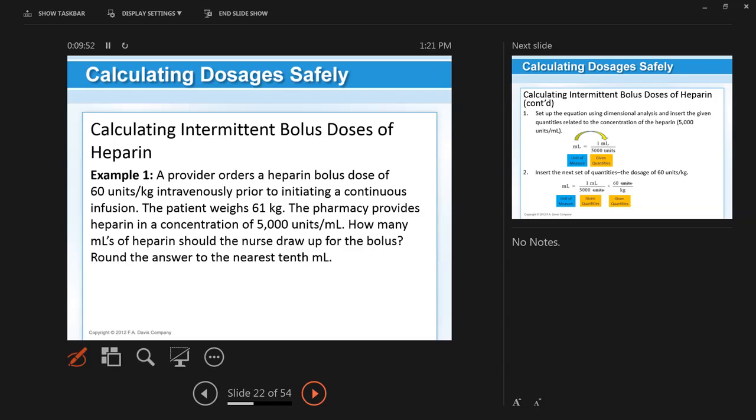So let's break this down and let's look at the first part. How many milliliters of heparin should the nurse draw up for the bolus? And so when we look at that bolus dose, we want to first decide what is that one-time dose of medication that we're going to administer.